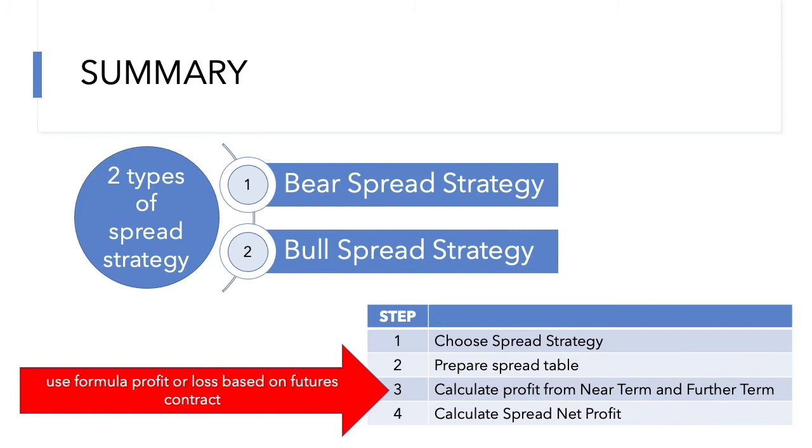For spread, we have four steps only. The first one, you choose your spread strategy. Second, prepare the spread table. The third step is the most important step. You need to calculate profit for each futures contract that you use in your spread strategy. So for step number 3, you need to change it based on the futures contract. If you answer for the FCPO contract, then you use the profit and loss formula for FCPO futures. If you answer for FKB3, then you need to change it based on the FKB3 formula. And the last step, you calculate the spread net profit.